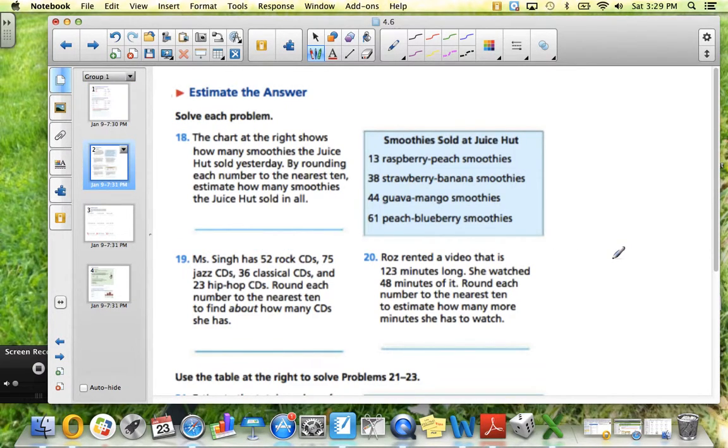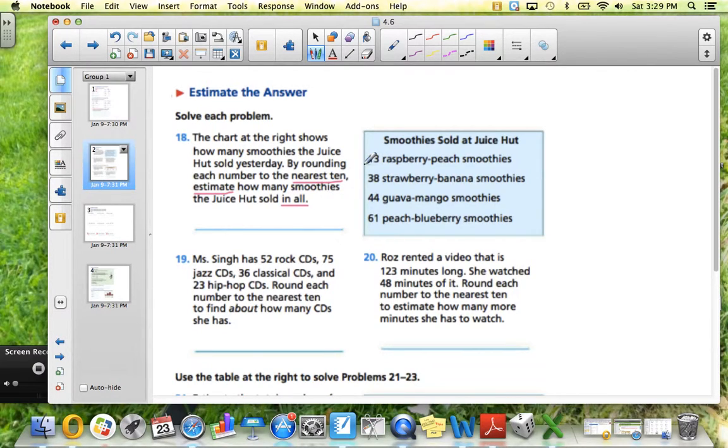Okay, welcome back, kids. We are on page 226. We are going to estimate the answer. Solve each problem. Number 18 says, the chart at the right shows how many smoothies the Juice Hut sold yesterday. By rounding each number to the nearest 10, I'm going to underline that, estimate how many smoothies, I'm going to underline that, the Juice Hut sold in all. And when we see in all, we know that we're going to be adding them all together.